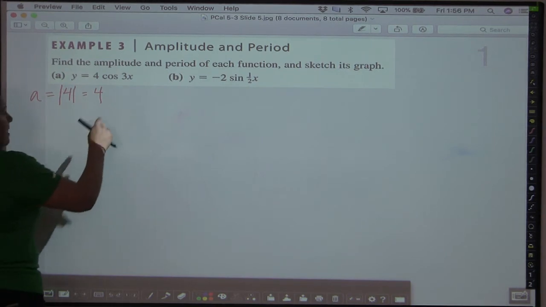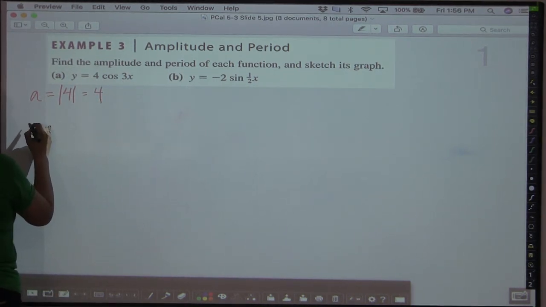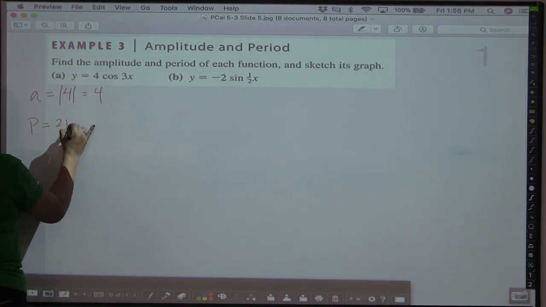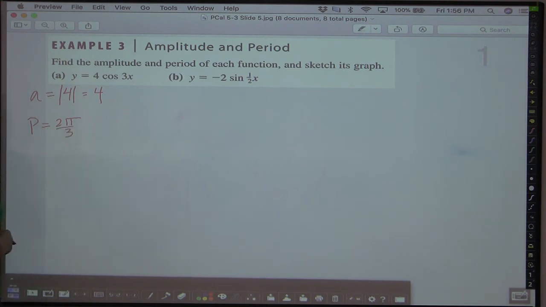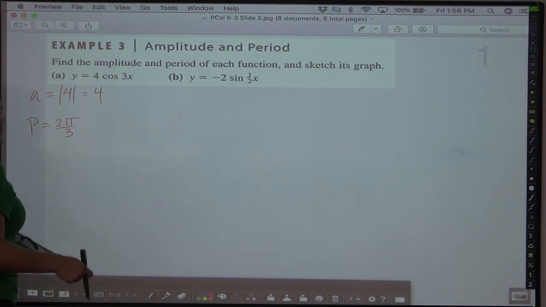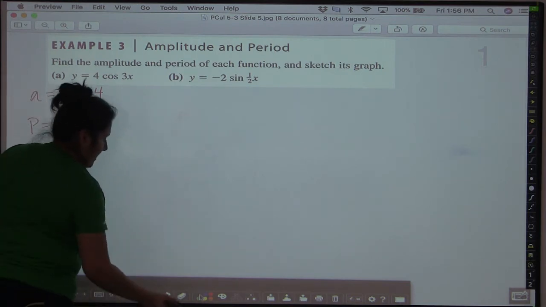And then this little guy is going to affect our period. So the formula for period is 2 pi divided by B. I'll remind you that it's 2 pi divided by B. And in this case, B is 3. So my period is 2 pi over 3. And so that's going to affect where we start and end. I will explain that in a second.